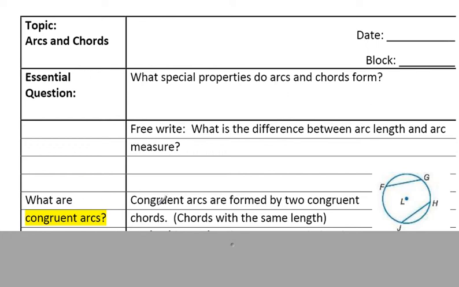Okay, so the congruent arcs are going to be arcs formed by two congruent chords. So again, a chord is a segment that connects two endpoints on a circle. So we have two chords here, and let's just say that these two chords are congruent. So they would be marked congruent. And that would mean that the arcs would also be congruent. So arc FG would be congruent to JH.